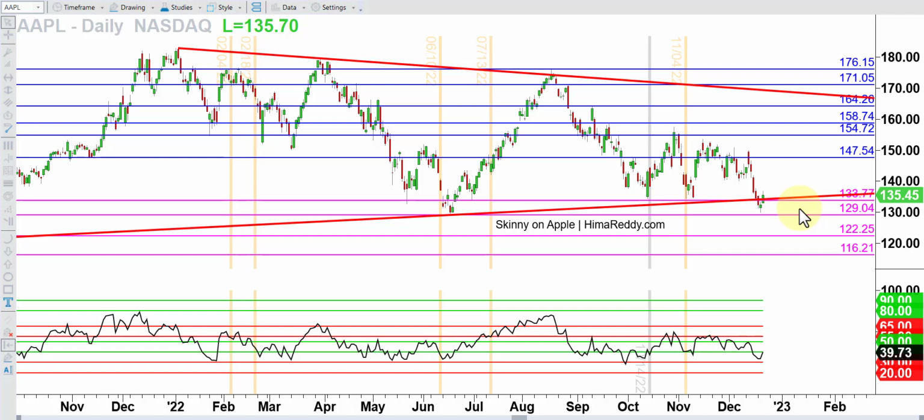So the broad market has finally started to stabilize after falling here in December, and I wanted to take a look at Apple stock specifically because Apple is the biggest component of the S&P 500 and because Apple's also showing key action across price, time, and momentum.